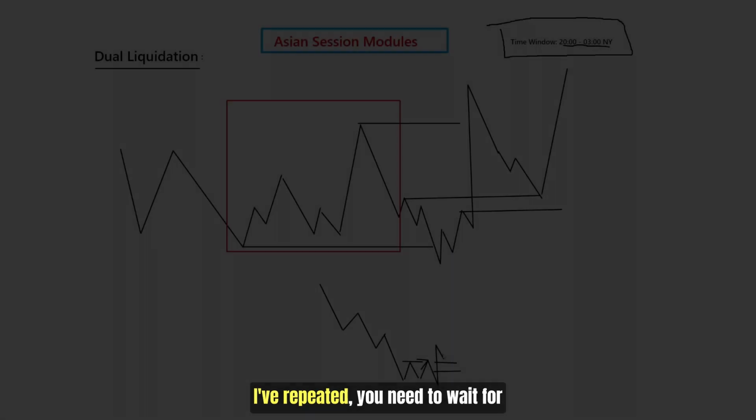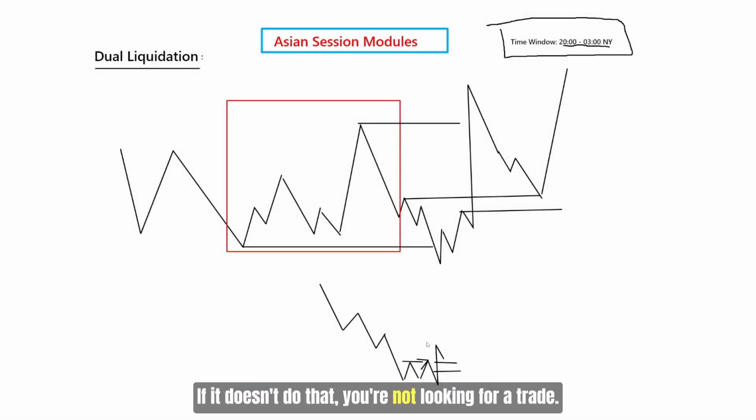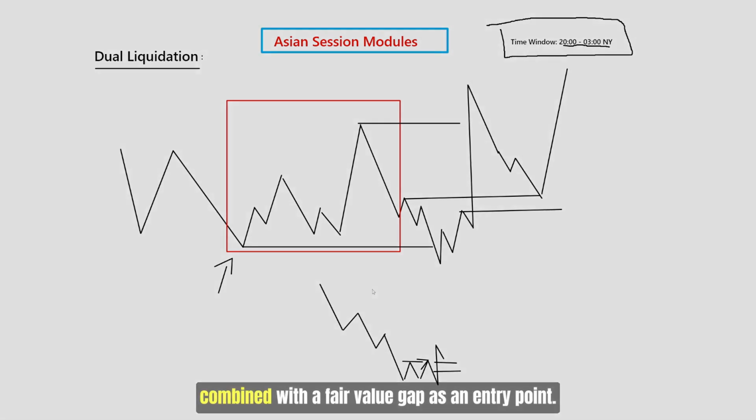I repeat it, you need to wait for a change in the state of delivery. If it doesn't do that, you're not looking for a trade. You're still waiting underneath the liquidity pool. It is not enough that we've taken the liquidity pool, in this case here, and we've printed a bullish candle as an example. You need to see this change in the state of delivery combined with a fair value gap as an entry point.